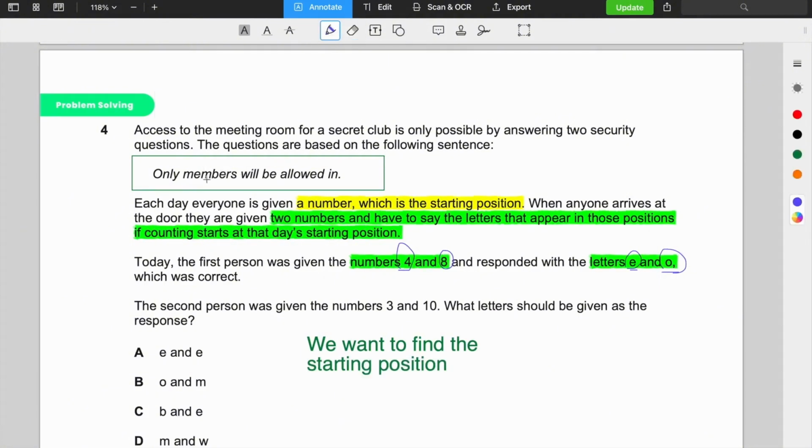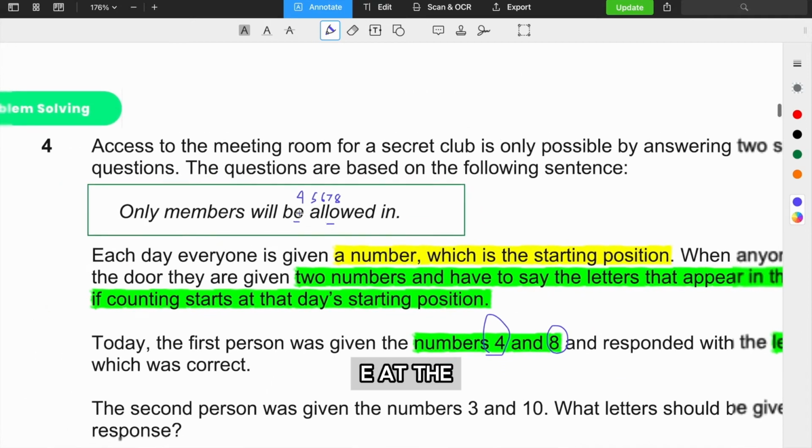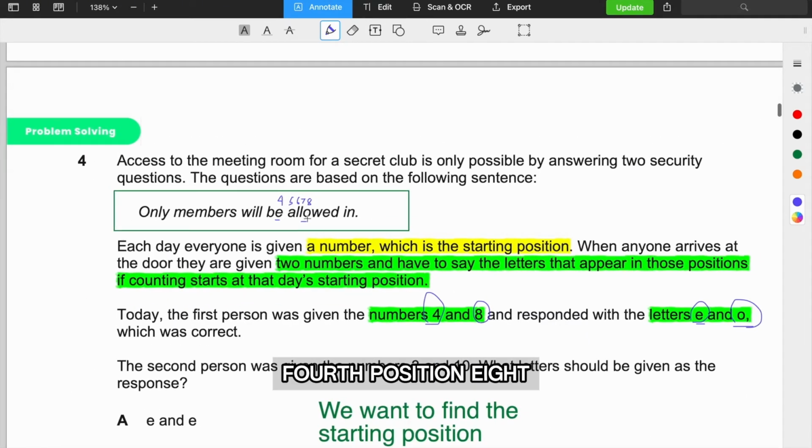Let's keep looking. What if this is the 4th position? So that's 4, that's 5, 6, 7, 8. That also won't work. So let's keep going. What if this one is E? E, so that's 4. Then that's 5. And that's 6, 7, 8. Bingo, that works, right? So we have E at the 4th position, O at the 8th position. So what's the starting position? We just have to work backwards. So that's 3, 2, 1. The starting position is this L, right? So we have 1, 2, 3, 4, 5, 6, 7, 8.